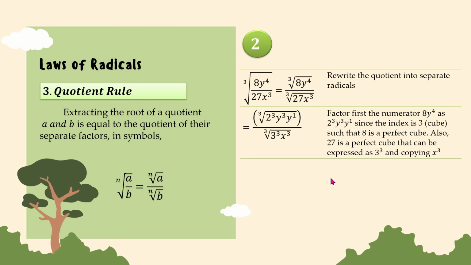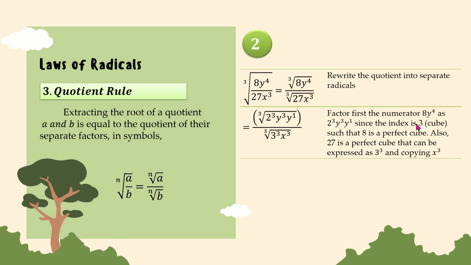So, going back. So, this is what we changed, so that it does not get confusing. They have the same index, both numerator and denominator. Next is to factor first the numerator 8y exponent 4 as 2 cubed. Why 2 cubed, sir? Because 8 is a perfect cube, which is expressed as 2 cubed. 2 times 2 times 2. See? Then, y exponent 4 is broken down as y cubed times y exponent 1.